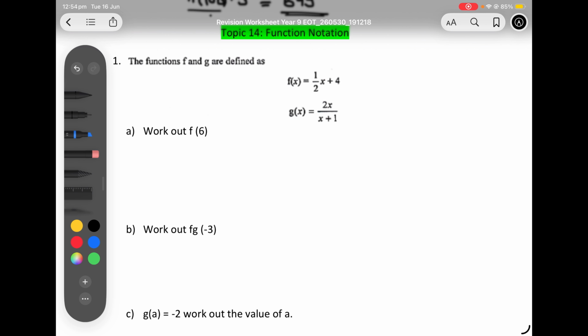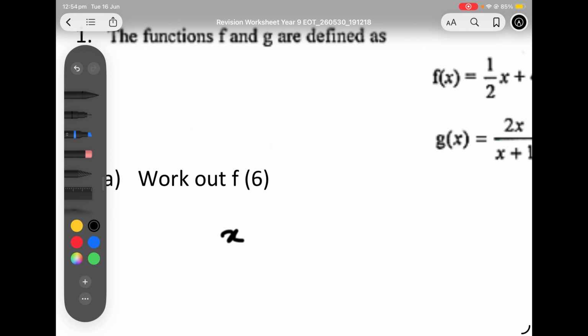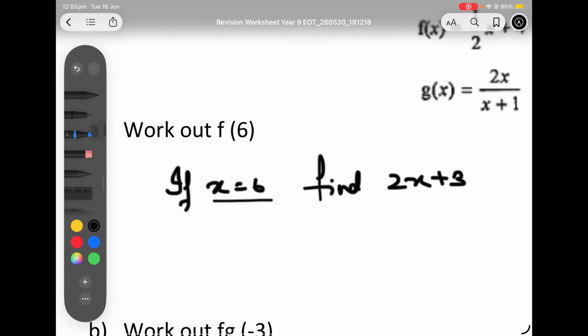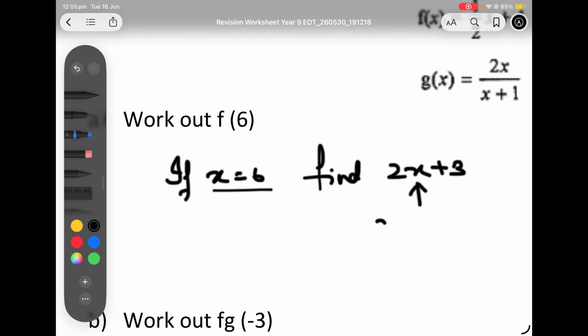Now in here, the questions are asked directly. I'm giving an example: if x is equal to 6, find 2x plus 3. What do you do? x is equal to 6 means in place of x you would substitute a 6 and you would get the answer, right? That becomes 12 plus 3, which is equal to 15.